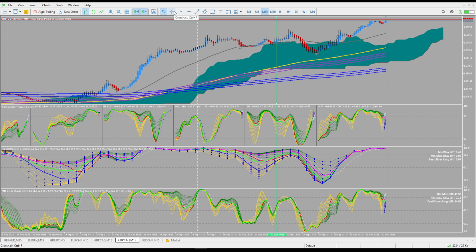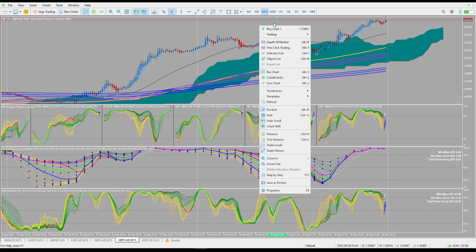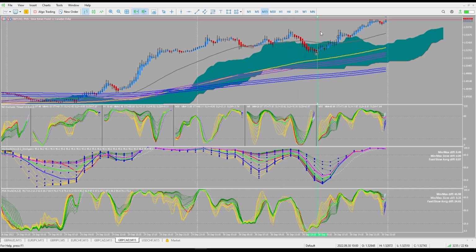As you can see here, I'll drag the entry here. So H1 is getting many of the lines, especially the fast lines, the yellow ones, oversold. M15 had all the lines oversold.